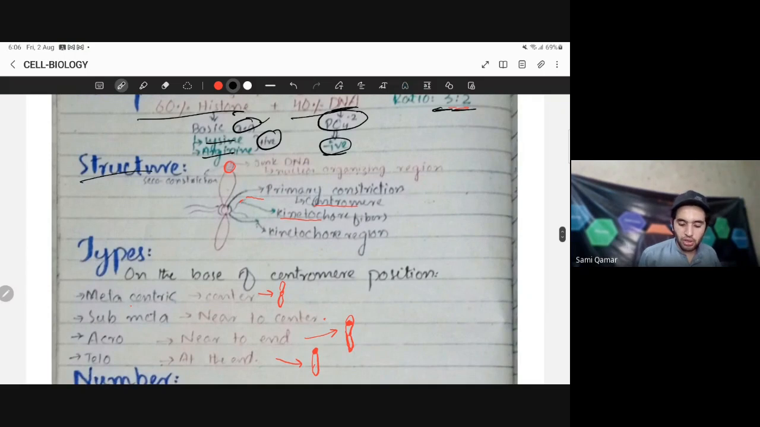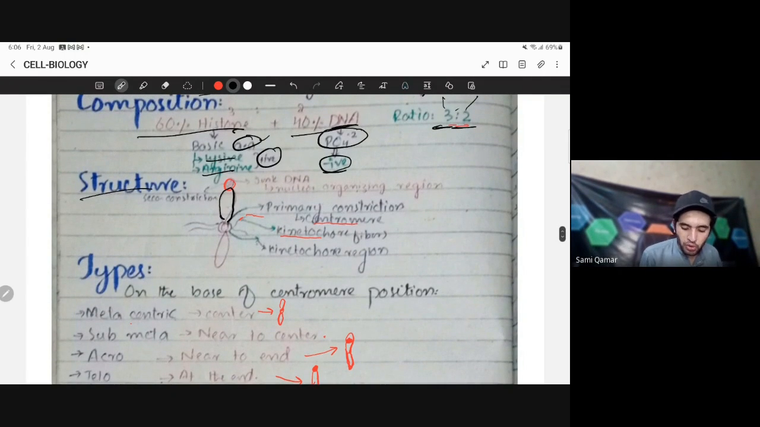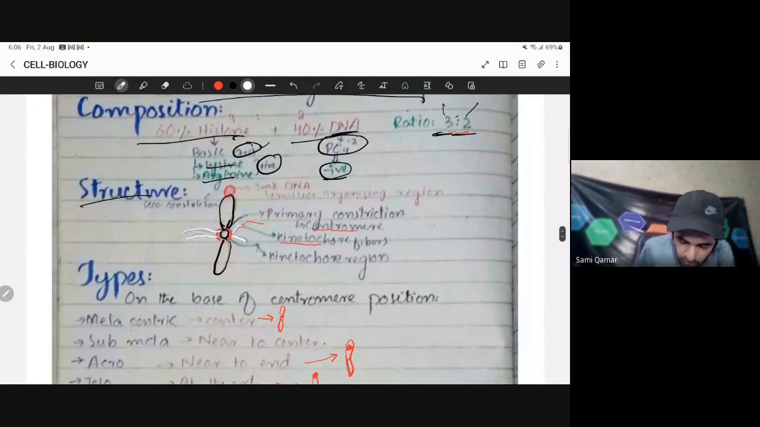And now the structure of a chromosome. So see here, it is a chromatid. Now understand this thing. This is going to be a chromatid, and an important thing, this white region. This chromatid chromosome has two arms. This is just one arm.